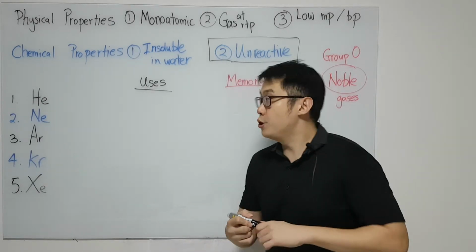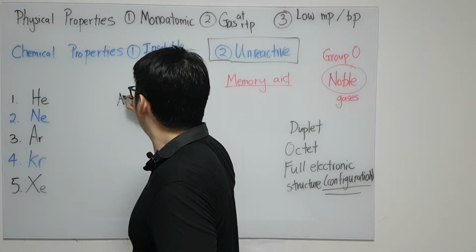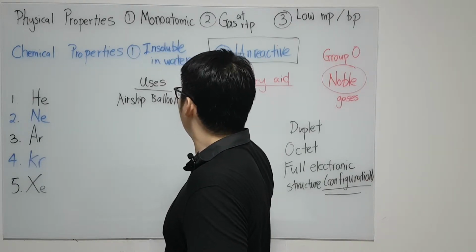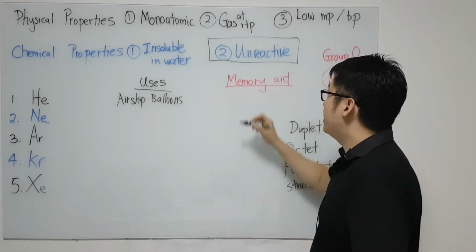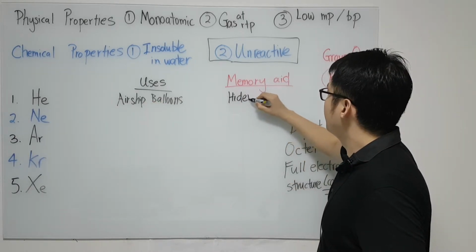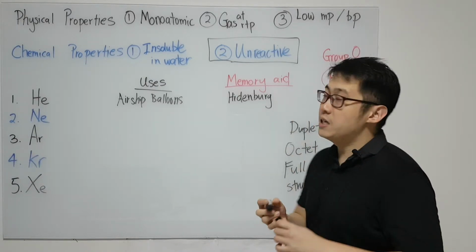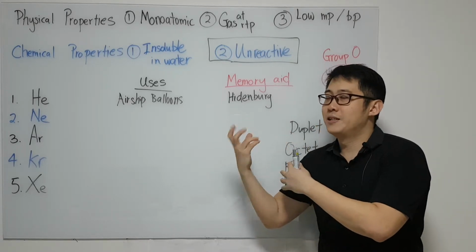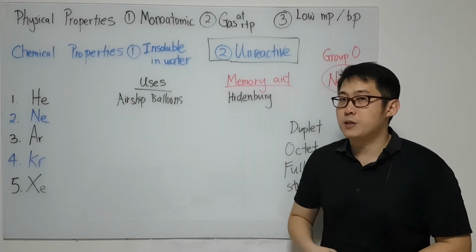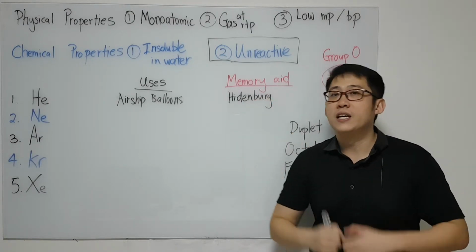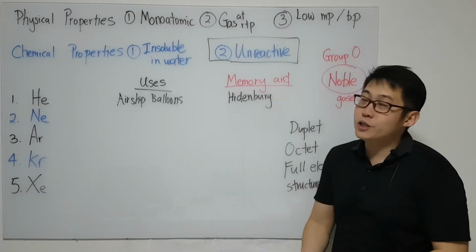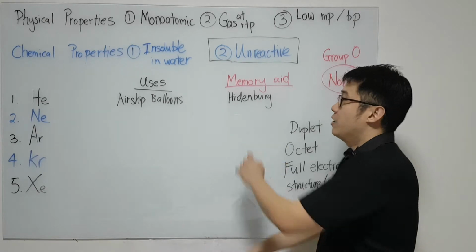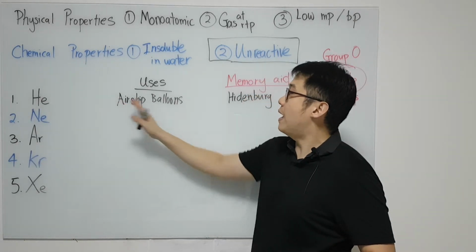Helium is used in airship balloons. If you need to remember this, just remember the Hindenburg incident. The Hindenburg was actually an airship balloon. It was originally filled with hydrogen and it floated into the sky carrying people and goods. But one day it met with a terrible accident. Everything got combusted because hydrogen is flammable, and as a result, they now change it to using helium. Helium is used in airship balloons.